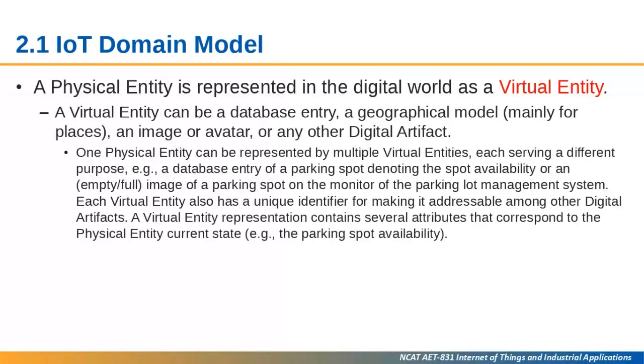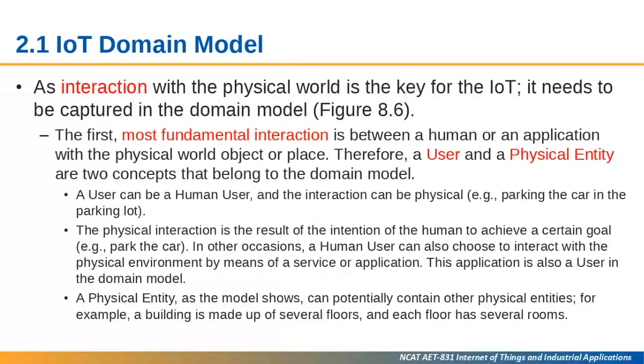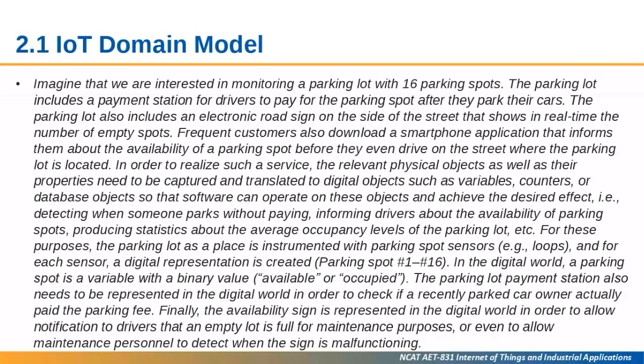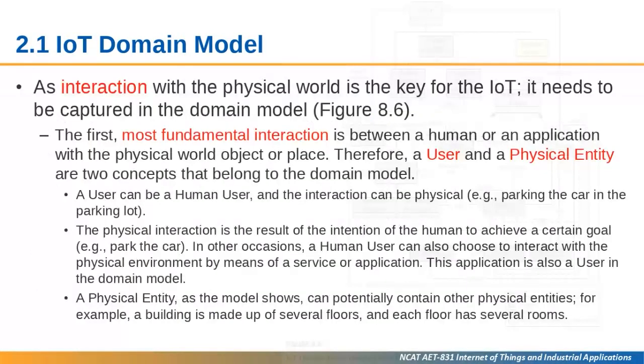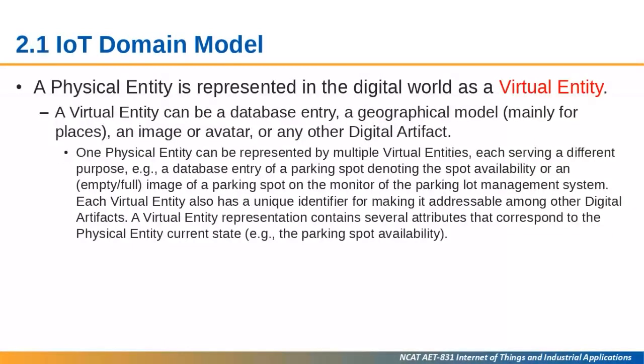And also, we need to have the virtual entity. It is the representation of a physical entity in the digital world. So if we go back to the example here, in the physical world, we have a slot, right? In the digital world, it may be just a storage space in the computer, indicating whether this slot is empty. So that's the virtual entity. Actually, a virtual entity can be many things. It can be a database entry, a geography model, an image or avatar, or digital artifacts. You can read this in more detail.